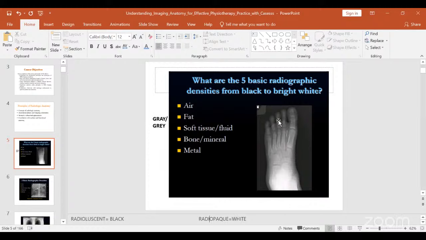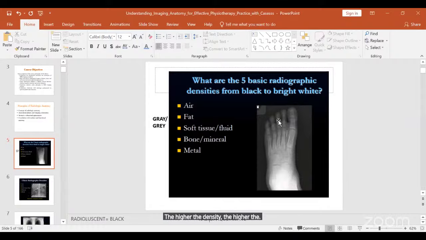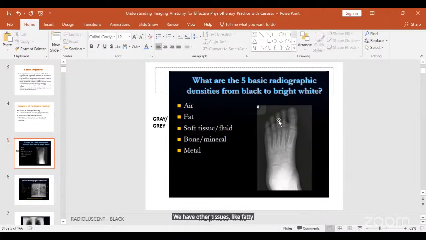If we understand this logically, we can also build upon it and say that the atomic makeup, the atomic density of a tissue, is directly related to its radio-opacity or radiolucency. The higher the density, the higher the radio-opacity. The lower the density, the lower the radio-opacity. Are we together? Now, in between air or lung tissue and bone, we have other tissues like fatty tissues.